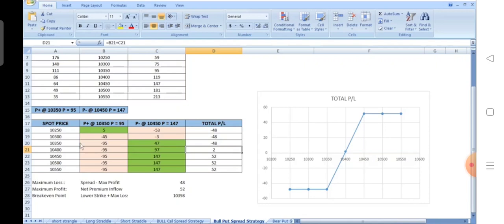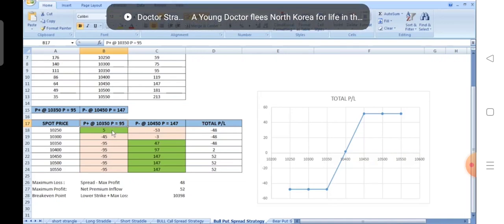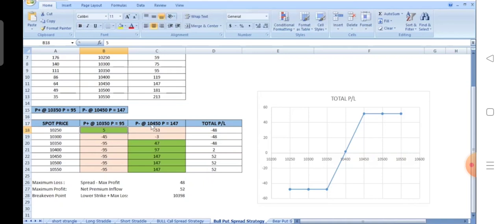And suppose the price falls to 10,250, what happens? The 10,350 put option is exercised. Profit earned from the 10,350 put option is 5 rupees. The 10,450 put is also exercised. Loss incurred from the 10,450 put is minus 53. So the total profit is minus 48. So the loss incurred from this strategy is 48 rupees.